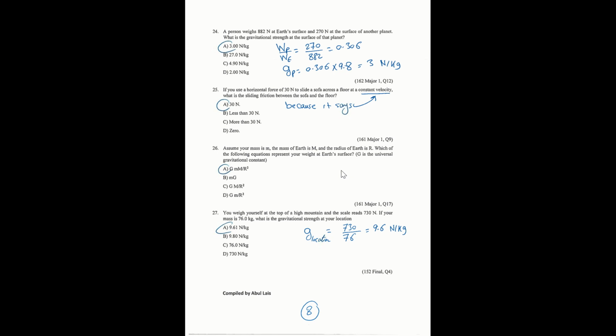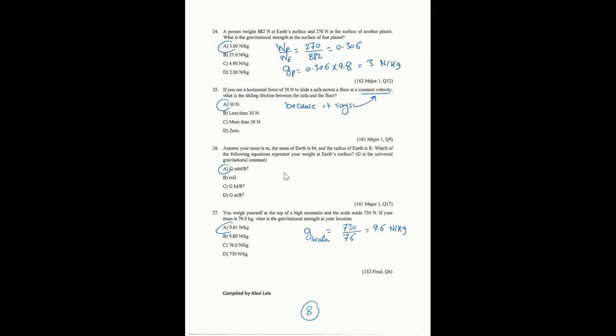And let's see 25. It says that if you use a horizontal force of 30 newtons to slide a sofa across a floor at a constant velocity, what is the sliding friction between the sofa and the floor? So if they tell you it's a constant velocity, it means that the net force equals 0. And it means that the force of pushing equals the sliding friction, so the sliding friction must equal 30 newtons.